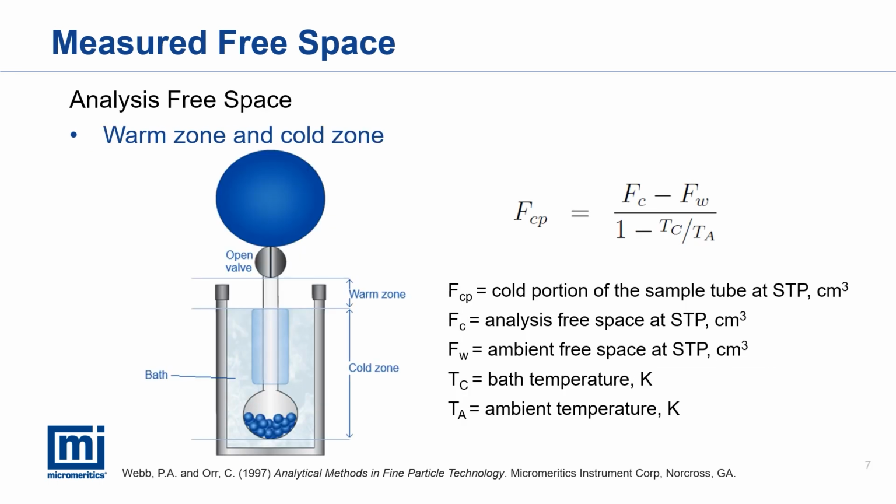There are 2 zones in the submerged sample tube, a warm zone and a cold zone. The warm zone is the head space of the sample tube not immersed in liquid nitrogen nor covered by the isothermal jacket. This portion is exposed to the warmer ambient temperature. In contrast, the cold zone is the portion of the sample tube and sample that are at analysis bath temperature. The ambient and analysis free space values are used to calculate the cold portion of the sample tube, and compressibility factors are used to correct for non-ideal gas behavior at low temperature.